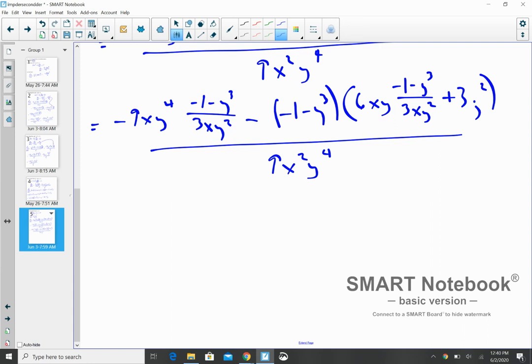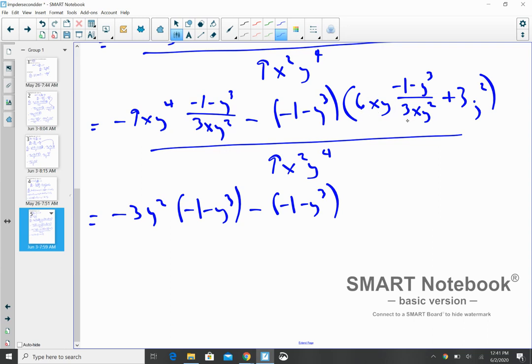All right, let's simplify. In this first piece right here, the x's cancel, y squared into y to the fourth, the 3 into the negative 9. So you have negative 3y squared, and that's going to be times negative 1 minus y cubed. All right, we're going to leave him alone. Minus, now let's look over here. I'm going to leave him alone too in the beginning. Negative 1 minus y cubed.